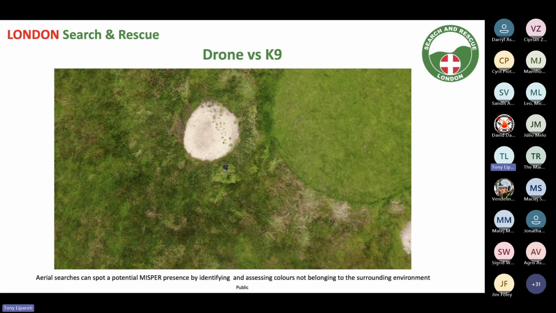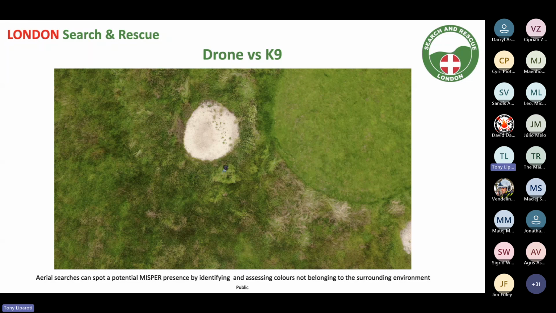So the person was 270 meters away from us. We started the search, and as soon as I had the drone up in the air, I spotted, as I said before, a non-natural color that drew my attention. Literally, this search took me 27 seconds. From a clue, I verified that that was the person we were searching for.